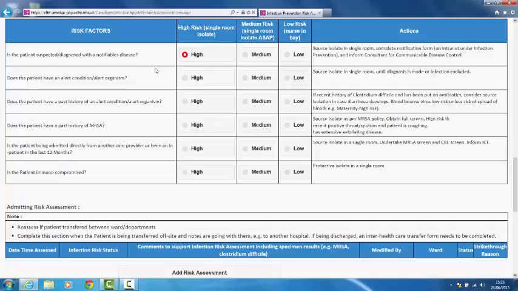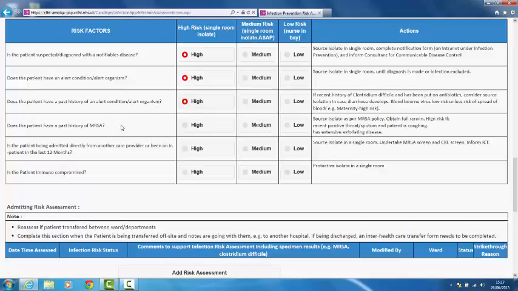Does the patient have an alert condition or an alert organism? Our patient has Clostridium difficile, which is high risk. And the following actions or an indicator help you make your decision. Does the patient have a past history of an alert condition or an alert organism? They currently have Clostridium difficile.